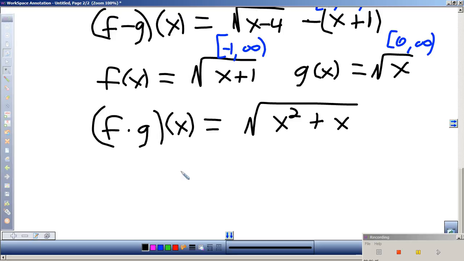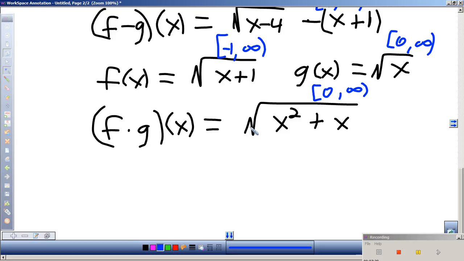Could I plug in -1? -1 squared is 1, plus -1 is 0. So, does -1 technically work in this? Yes. However, this is where we run into complications. Because one of our base functions says we cannot use -1, we have to go with that rule. We have to go with whatever is most restrictive about our domain. So our answer domain would be 0 to infinity.